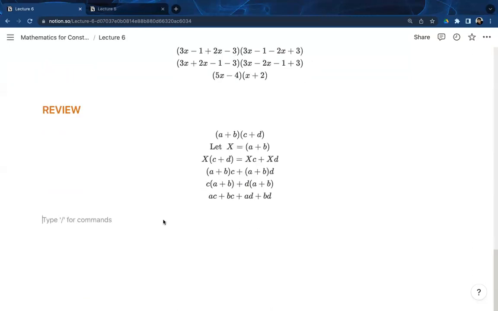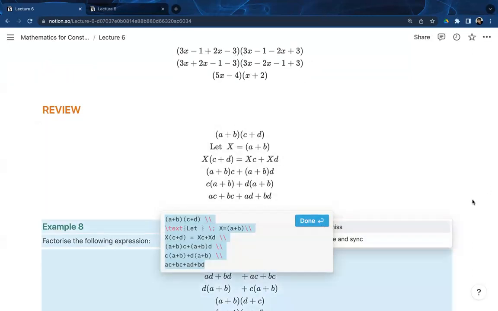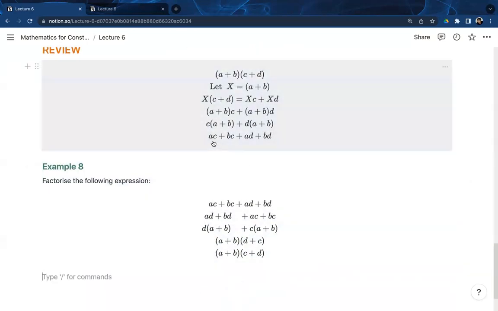What if somebody asks me, given this AC, BC, AD, BD, and asks to factorize it, what could we do? We could actually go in a reverse direction. The first step is to pick a letter and see how common it is. If I see AC, BC, AD, BD, there is no one letter common to all these four terms. So we pick a letter, A in this case, and D is common to the first two terms, AD and BD.